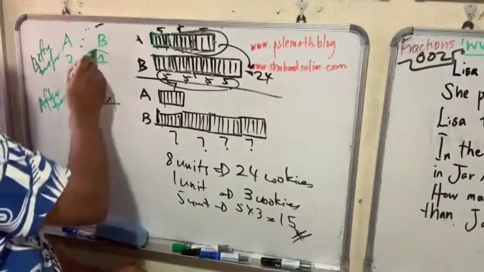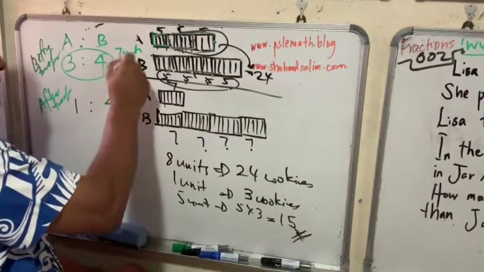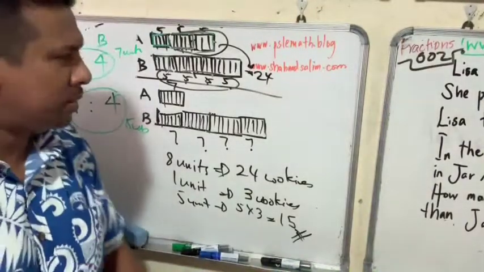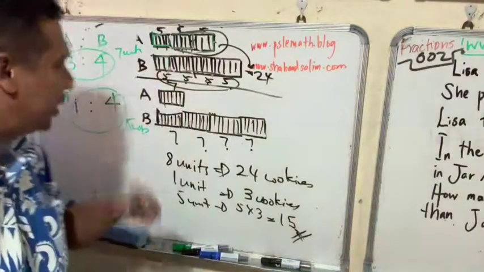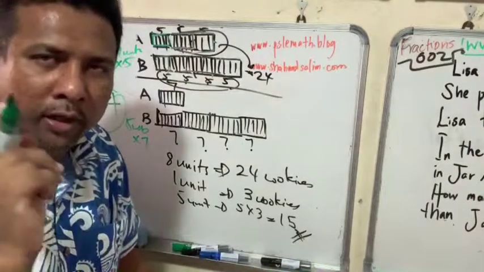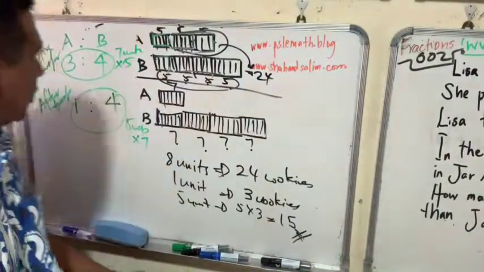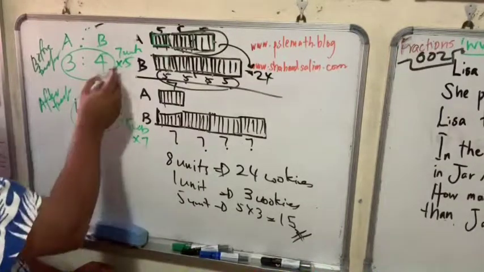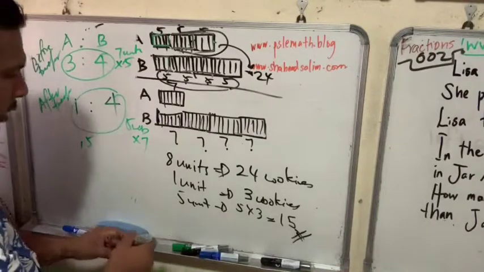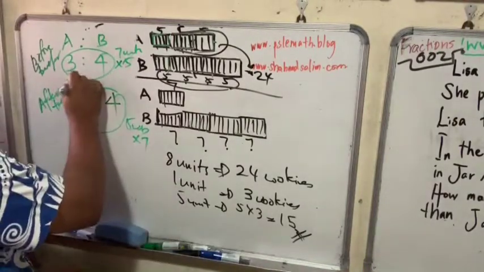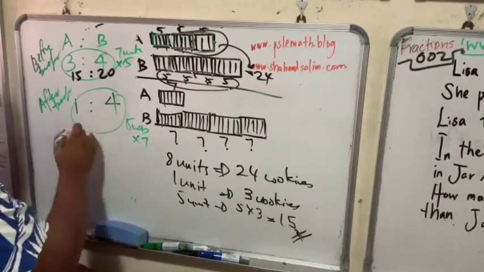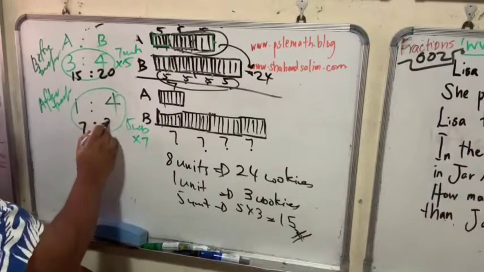Total is 7 units. Total is 5 units. We're going to make the total the same, same thing as we did with the lowest common multiple. We times this by 5, we times this by 7, because the total number of cookies has not changed. So you have times 5, you get 15 and 20. And over here you times by 7, you have 7 is to 28.